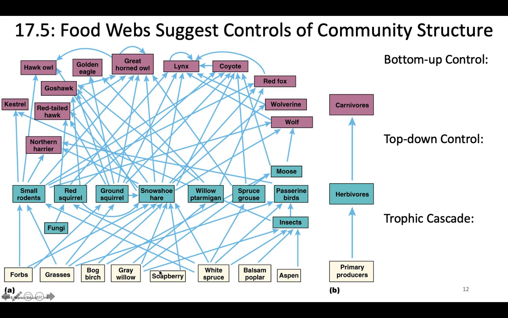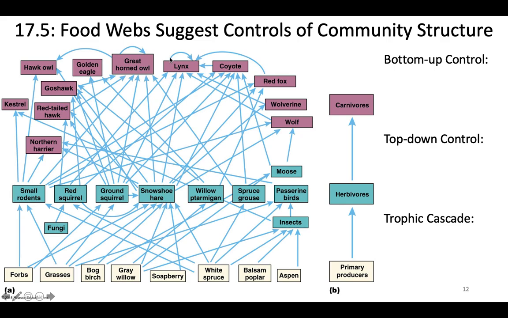Now, on the other hand, you can have top-down control, and this is when predator populations control the abundance of prey species. So this would be the lynx controlling the populations of the snowshoe hare and the ground squirrel. So top down, bottom up.